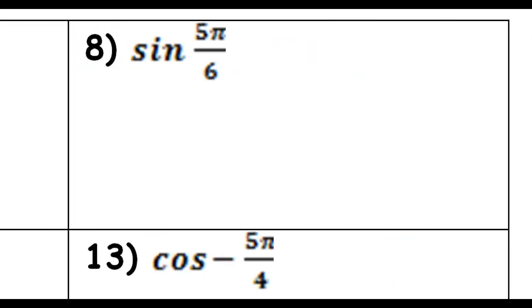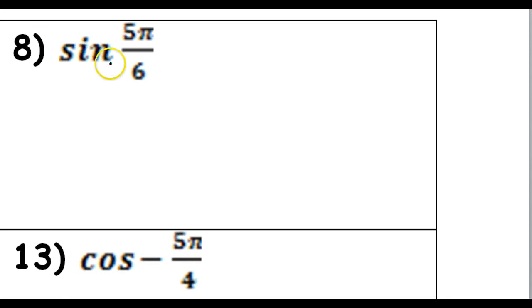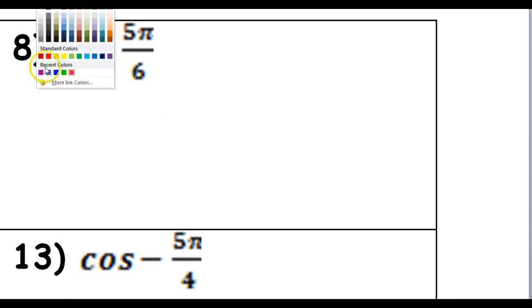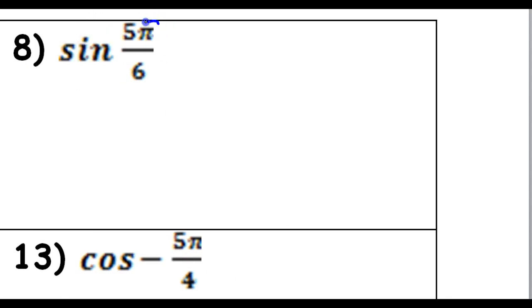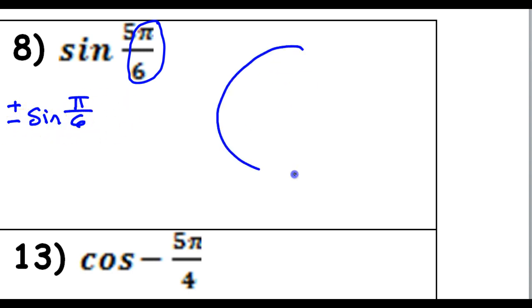Alright, what about number 8? Sine function. Take a gander at that reference angle, pi over 6. So this is going to be the same thing as sine pi over 6, give or take a negative sign. We might have to make it negative, we might not. We can figure that out real quick by looking at a sketch.